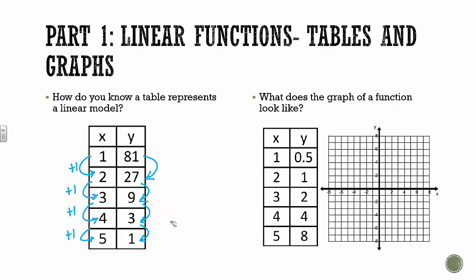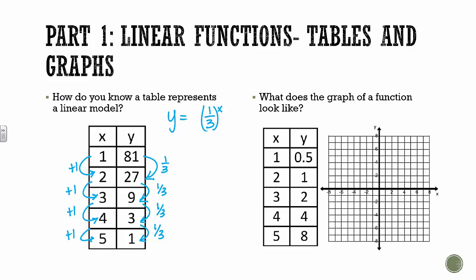Now, when that happens, when your numbers are different, look for something that you could multiply by. And if you take 81 and multiply it by 1/3, you get 27. 27 times 1/3 gives you 9. 9 times 1/3 gives you 3. And 3 times 1/3 gives you 1. So this right here is our growth factor. That's our b value. So if I wanted to write an equation, this is what I have so far.